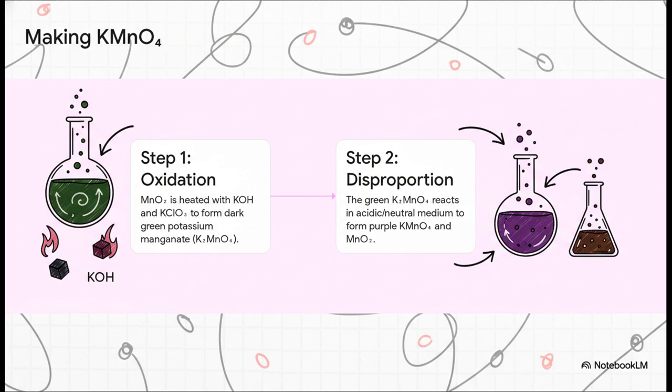First, you take manganese dioxide and oxidize it to create this dark green stuff, potassium manganate. Then comes the really cool part, a process called disproportionation. Basically, in this reaction, the manganese atoms in that green compound start reacting with themselves. Some get oxidized, some get reduced, all at the same time. And it's this weird internal shuffle that transforms the green solution into that deep purple potassium permanganate we all know.